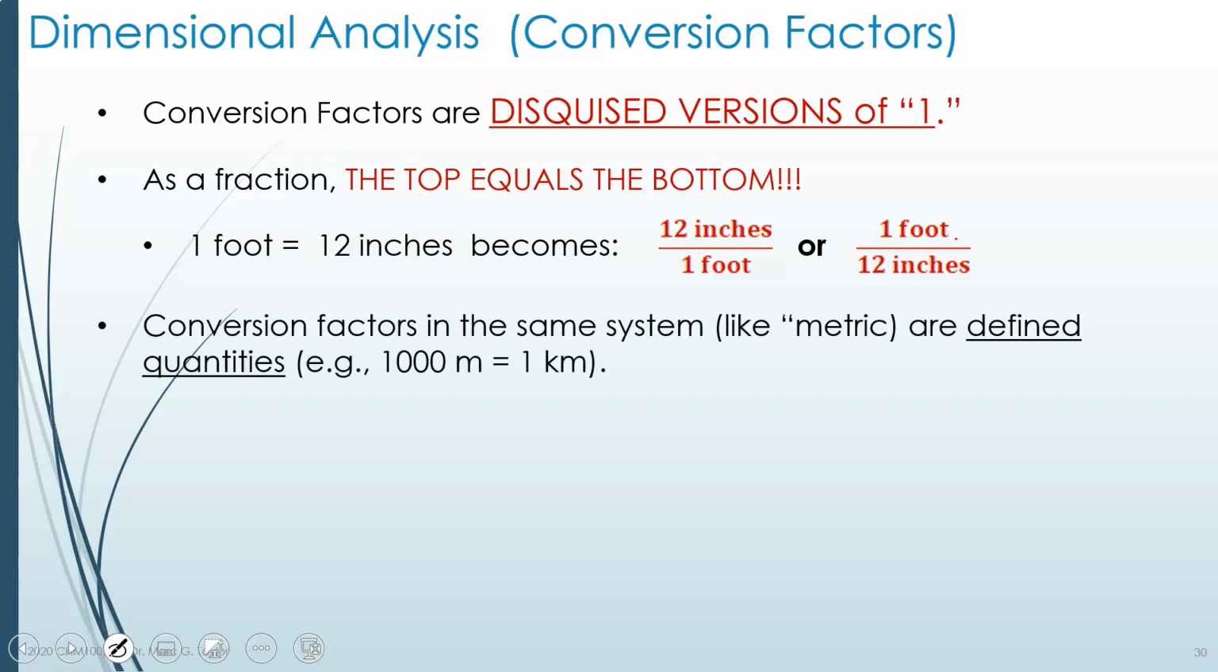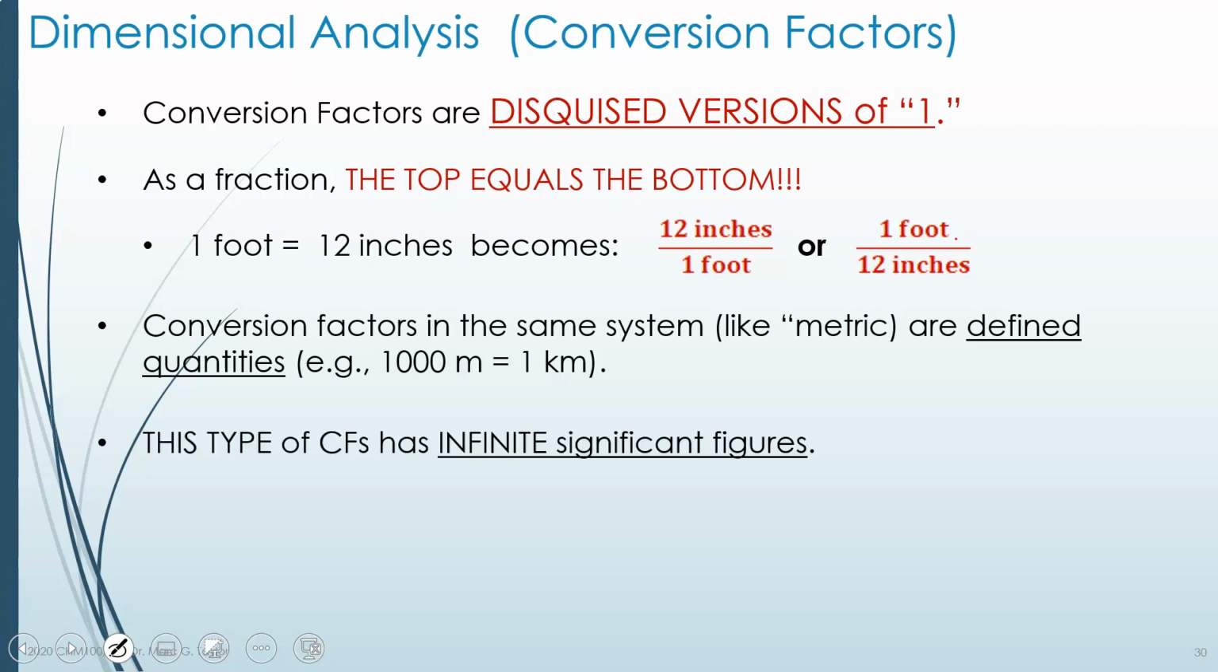Here's another example. In the metric system, it's very easy because everything's based on powers of 10. 1,000 meters is equal to 1 kilometer. In fact, the kilo means 1,000. You could take the words 1 kilometer and actually translate that to 1,000 meters directly. The prefix tells you exactly how many it is.